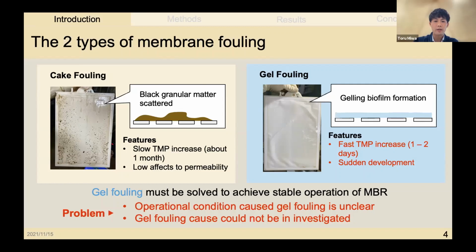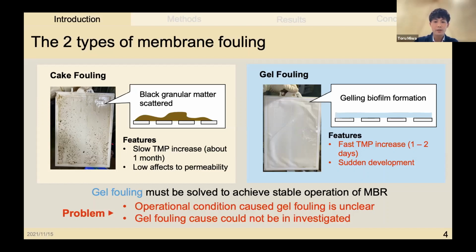On the other hand, gel fouling was developed by a transparent gelling layer biofilm, as shown in the right figure. The feature is fast TMP increase in 1 to 2 days, sudden development, and a fierce effect on permeability. Therefore, gel fouling must be solved to achieve stable operation of MBR treating real sewage.